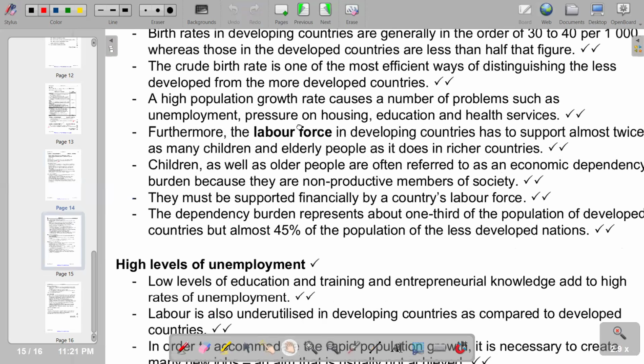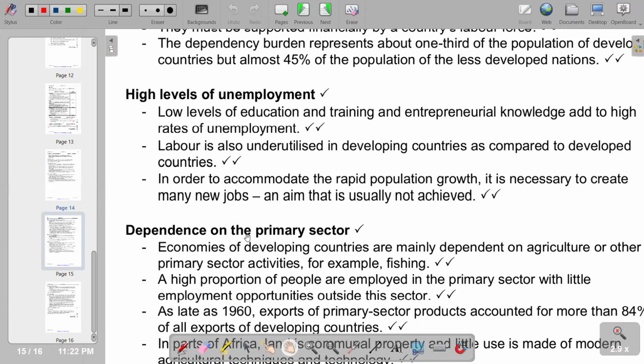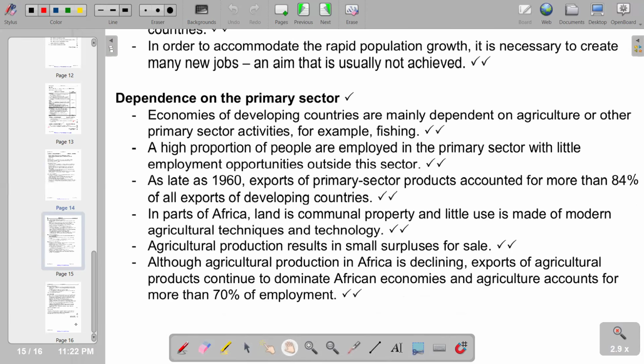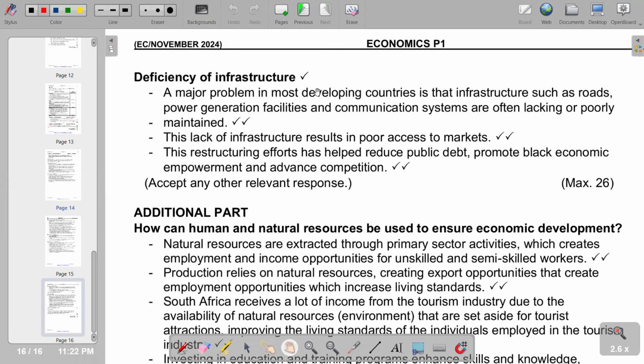We also see that we have high levels of unemployment, and high dependence on the primary sector. That is very common in developing countries, that they depend on the primary sector because they are not industrialized. So they depend on the primary sector. We also have deficiency of infrastructure. That's another characteristic of a developing country.